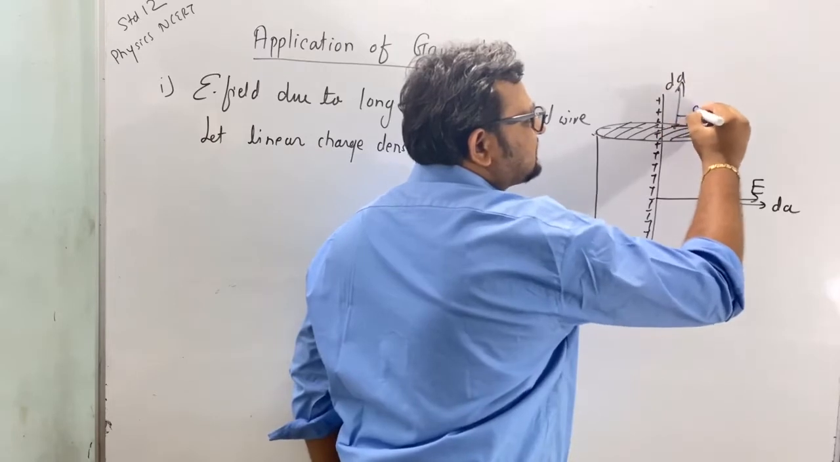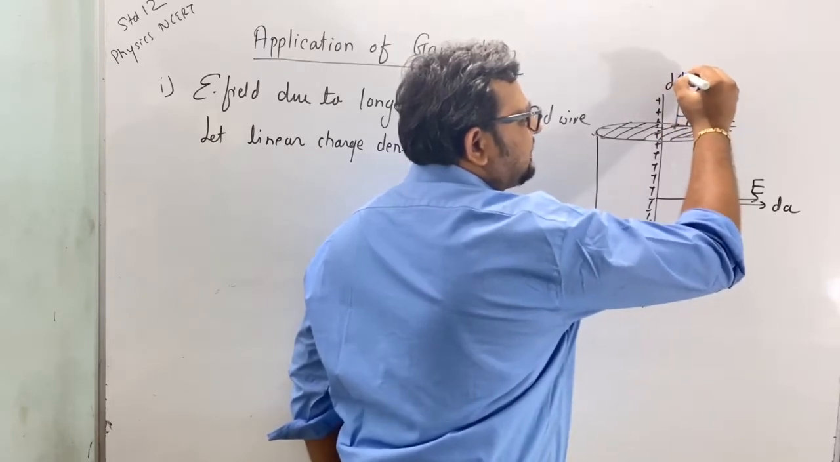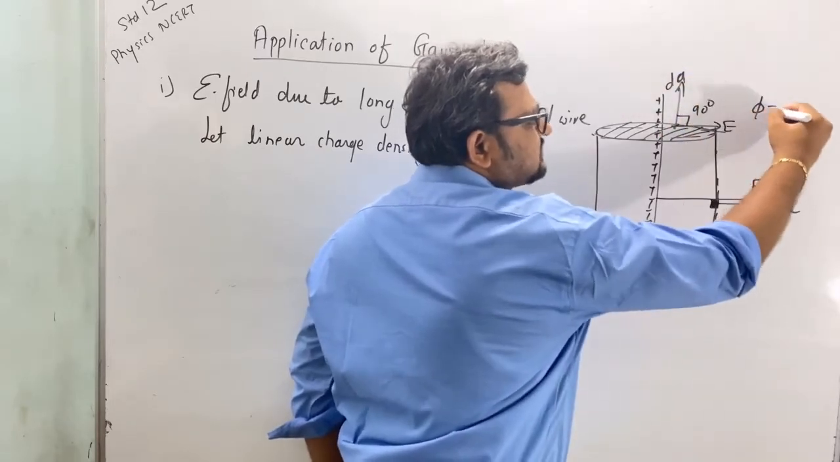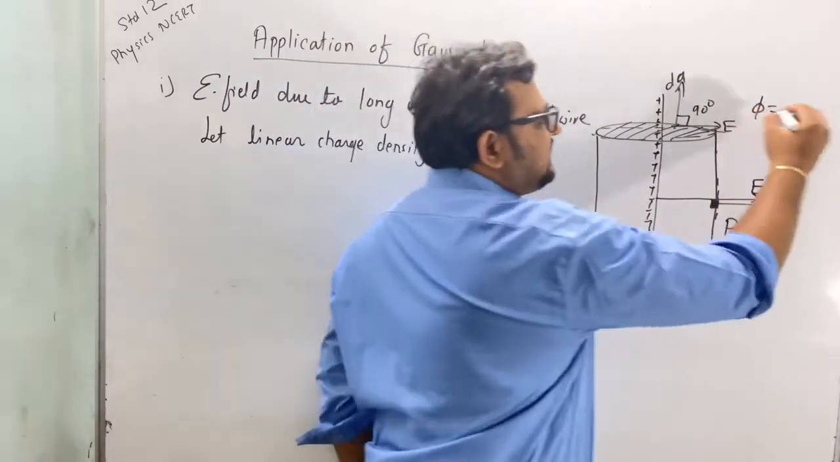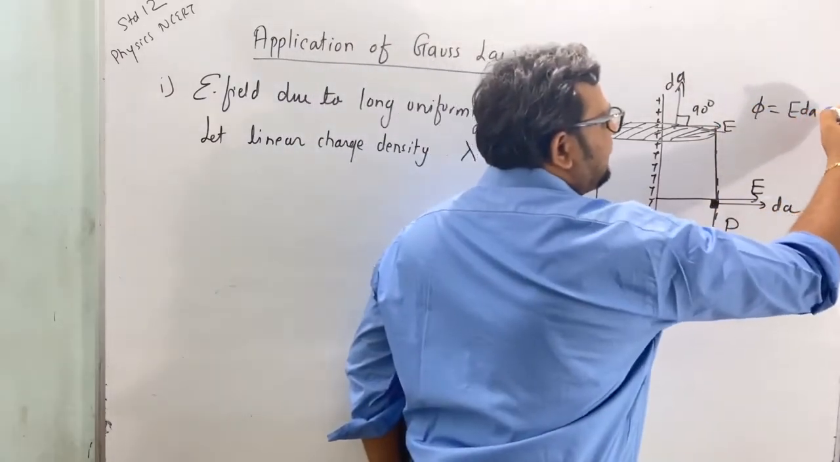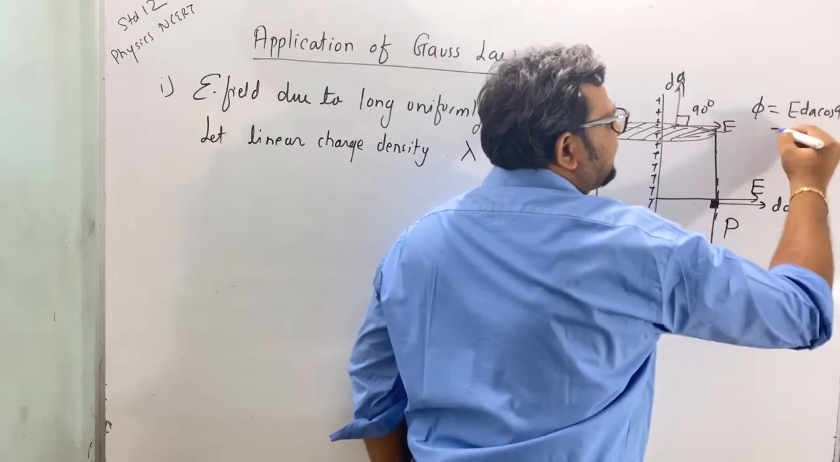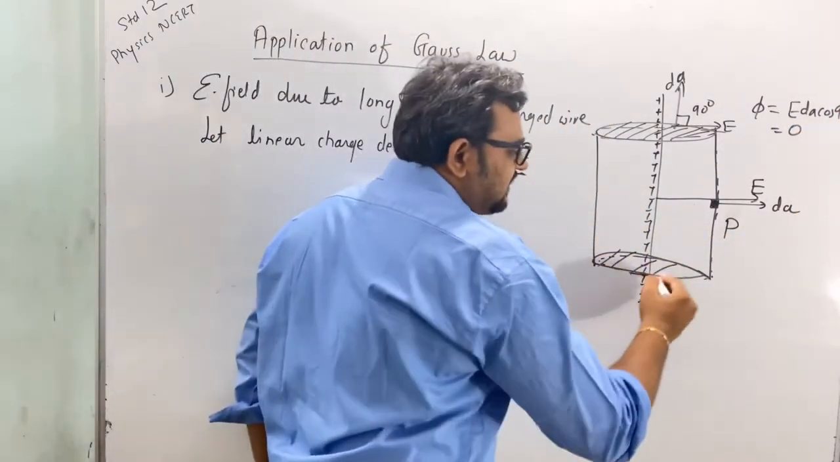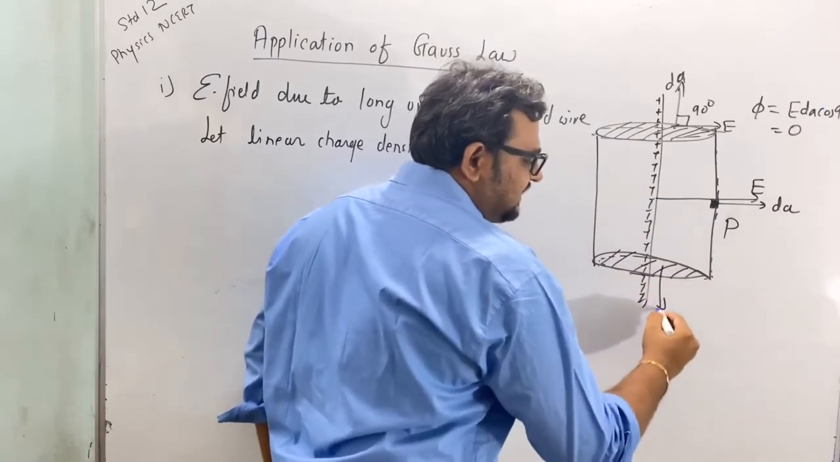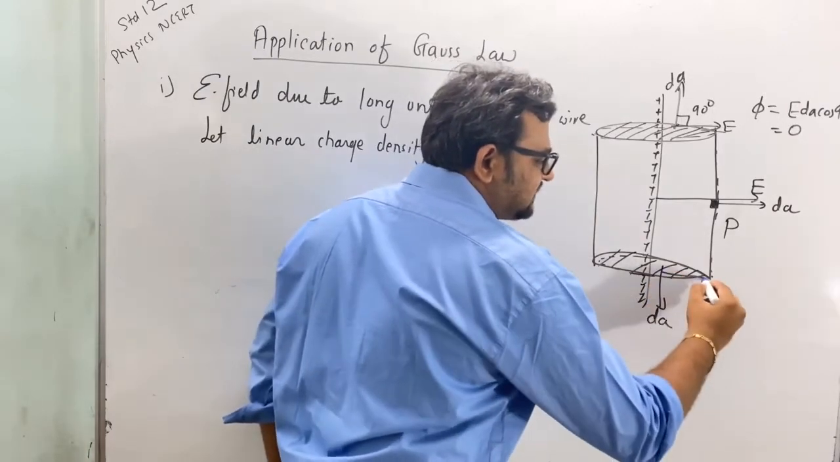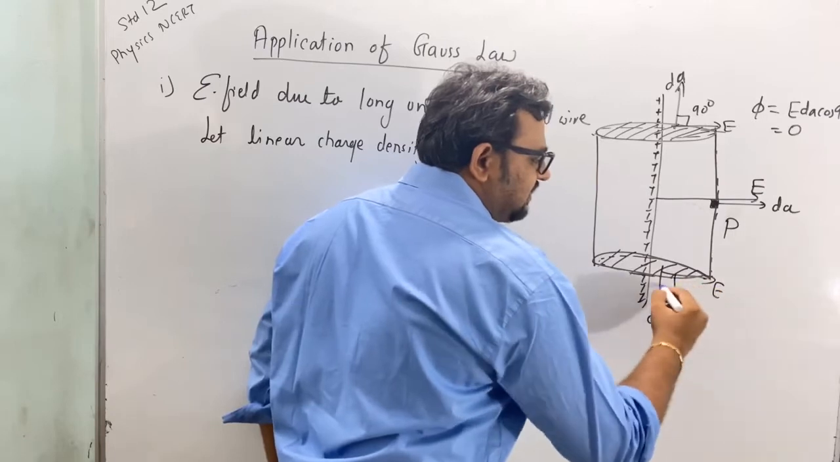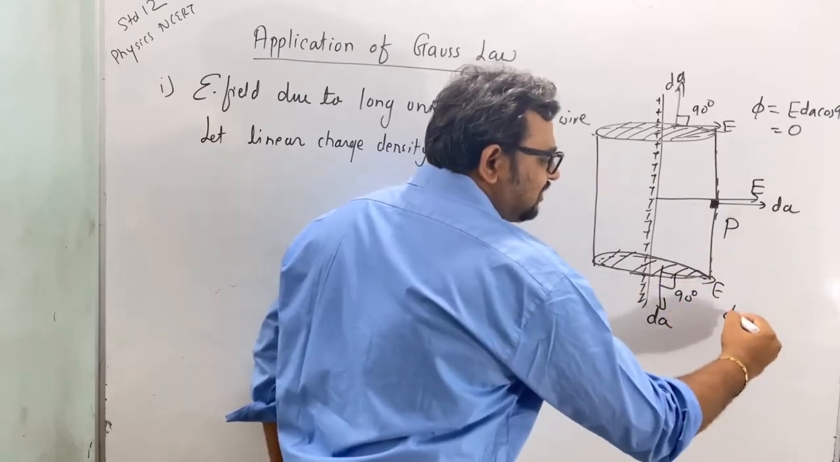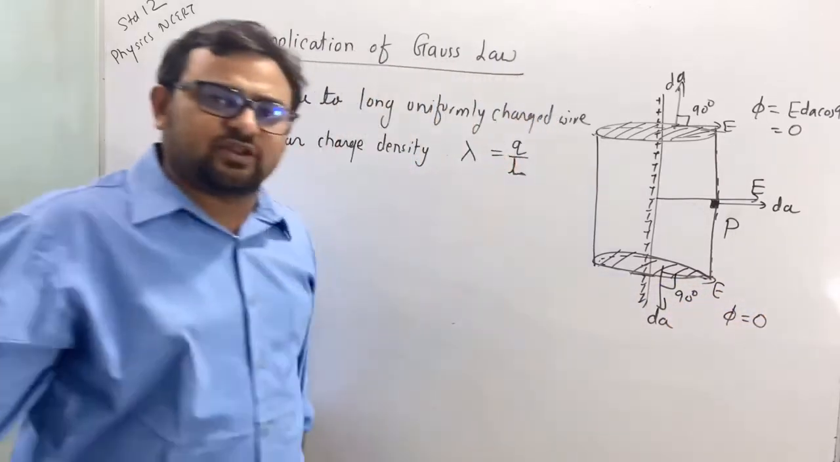So the angle is 90 degrees, right? So the total flux, E dA cos 90, will be equal to 0. In the same way, if I take this area, this will be the area element, and this is the electric field, again 90 degrees. So here also the flux is equal to 0.